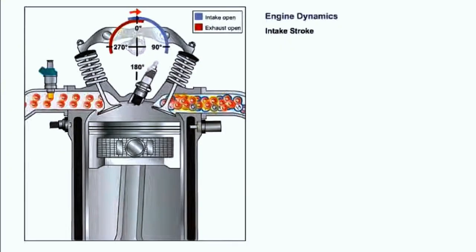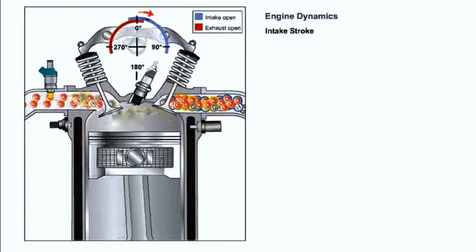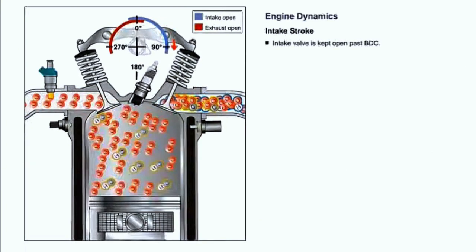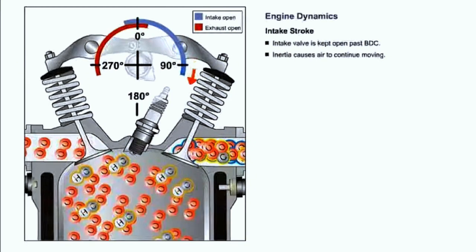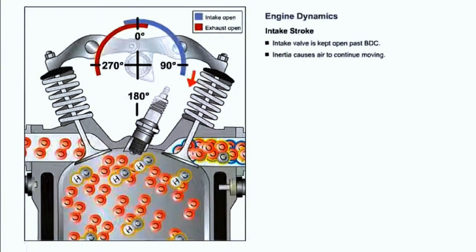In actuality, the valves do not open exactly at the beginning of a stroke, nor close at exactly the end of the stroke. On the intake stroke, the intake valve is kept open past bottom dead center for a few degrees of crankshaft rotation. Inertia is the principle behind the valve staying open. In this case, inertia is the air staying in uniform motion in the same straight line until acted upon by the piston traveling up. The intake valve closes just before the air would stop moving, allowing the maximum charge of air to move into the combustion chamber.